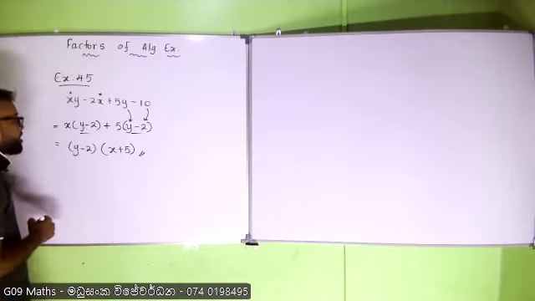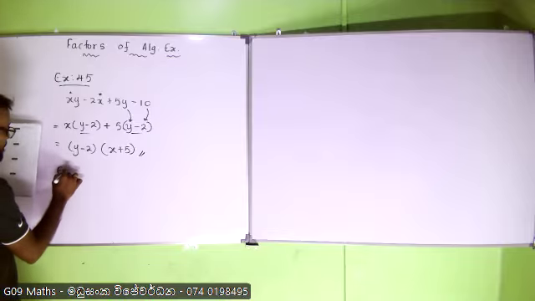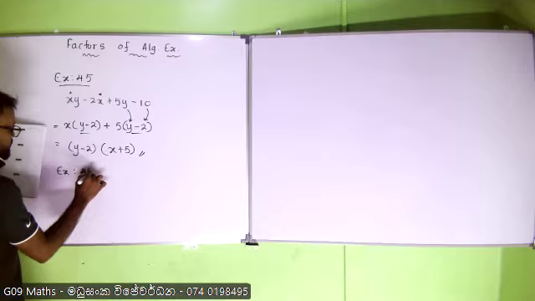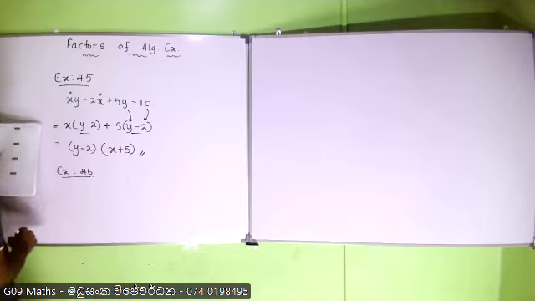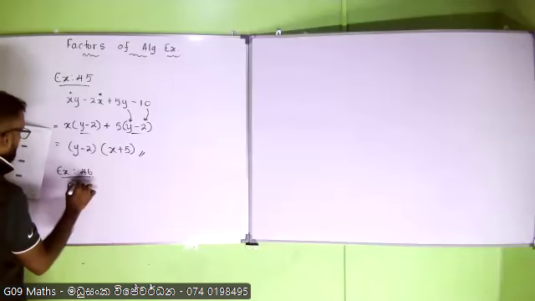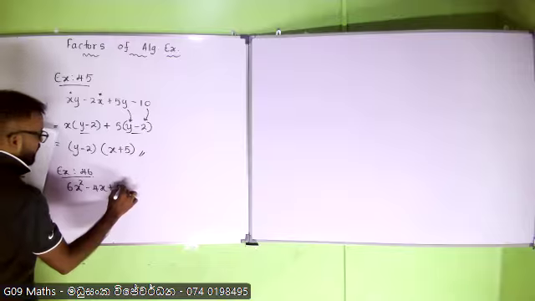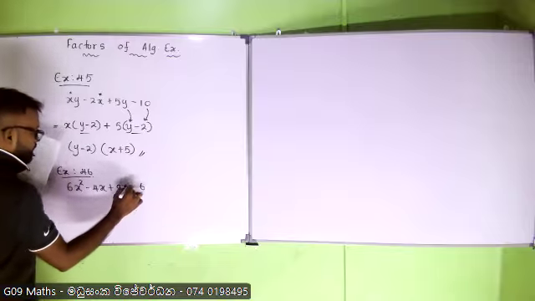That is example number 45. Example number 46, sorry. Then example number 46: 6x squared, very similar to what I have already discussed, 9x minus 6.